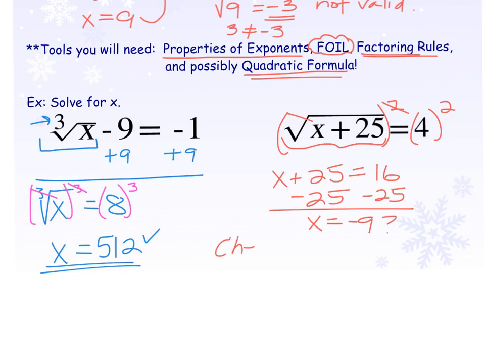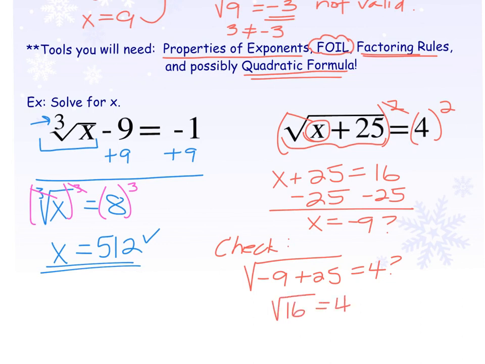When we check even roots, we'll substitute that back in for x in the original equation. Negative 9 plus 25. Is it valid that it'll equal positive 4? Well, negative 9 plus 25 is positive 16, and the square root of 16 will be positive 4, so that one checks as well.